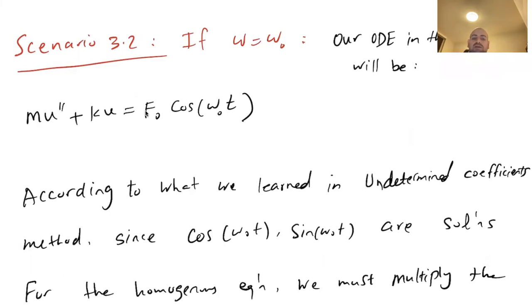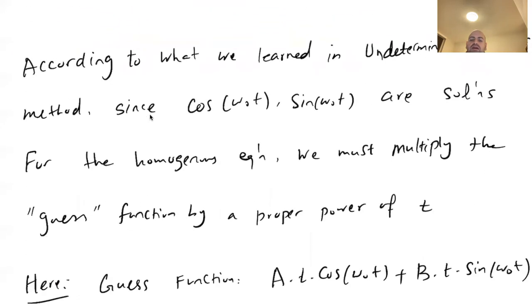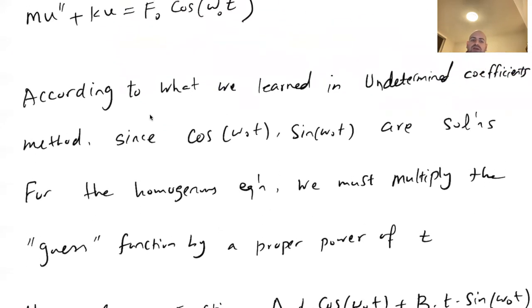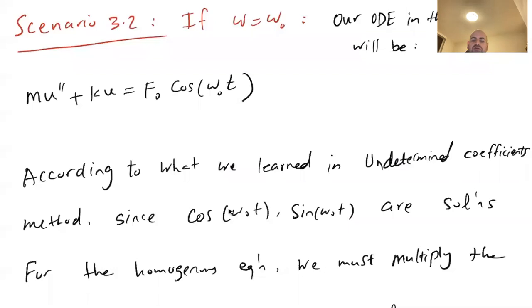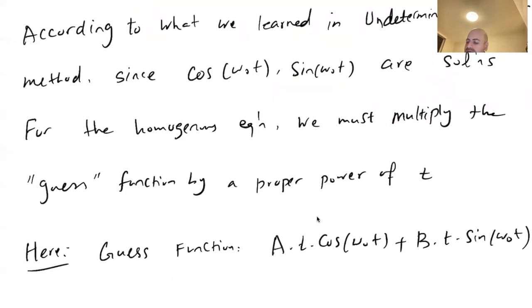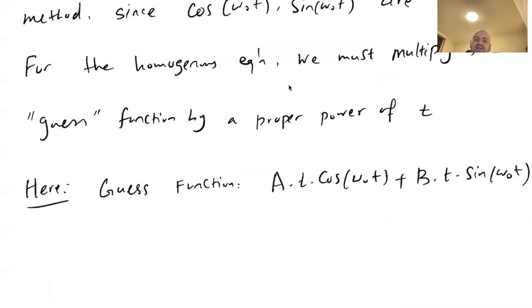If t cos omega naught t and t sine omega naught t were also solutions for the homogeneous equation, then we would have multiplied with t to power 2 instead of t. But right now, multiplying with t itself is enough, because t cos omega naught t and t sine omega naught t are not solutions for the homogeneous equation anymore. The only two linearly independent functions that are solutions for the homogeneous equation are cos omega naught t and sine omega naught t. So multiplying with t itself is enough in this case.